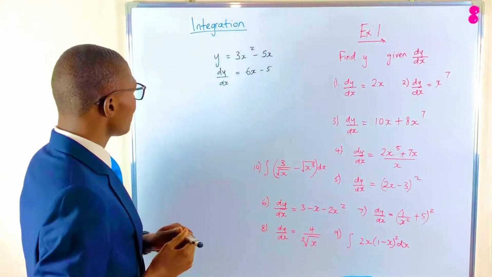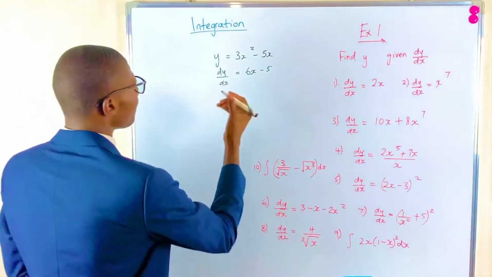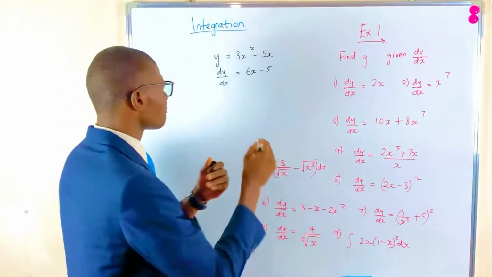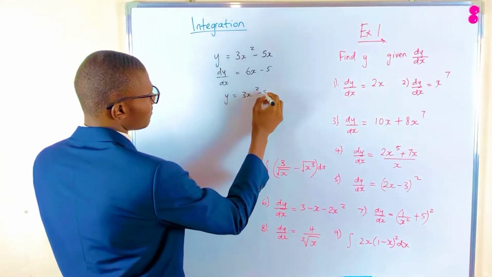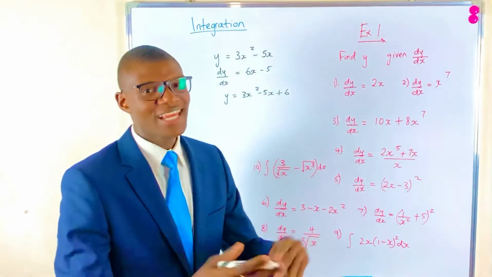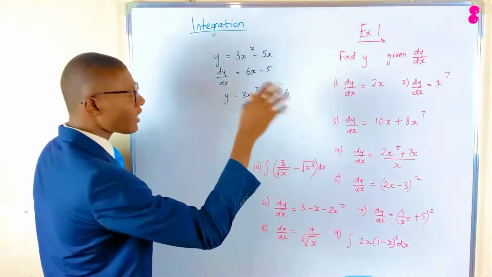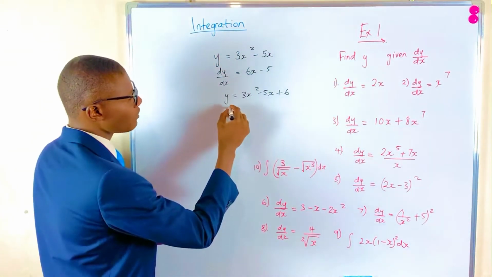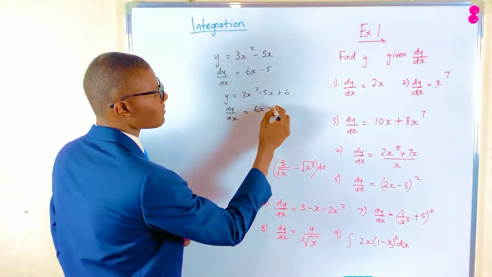Right. And then now say we've got another function, and this function is a bit different. Say we've got y is equal to 3x squared minus 5x plus 6, or even plus 7, plus any constant, plus 100, plus whatever constant that we choose. Right. What we still know is that dy by dx would be equal to 6x minus 5.